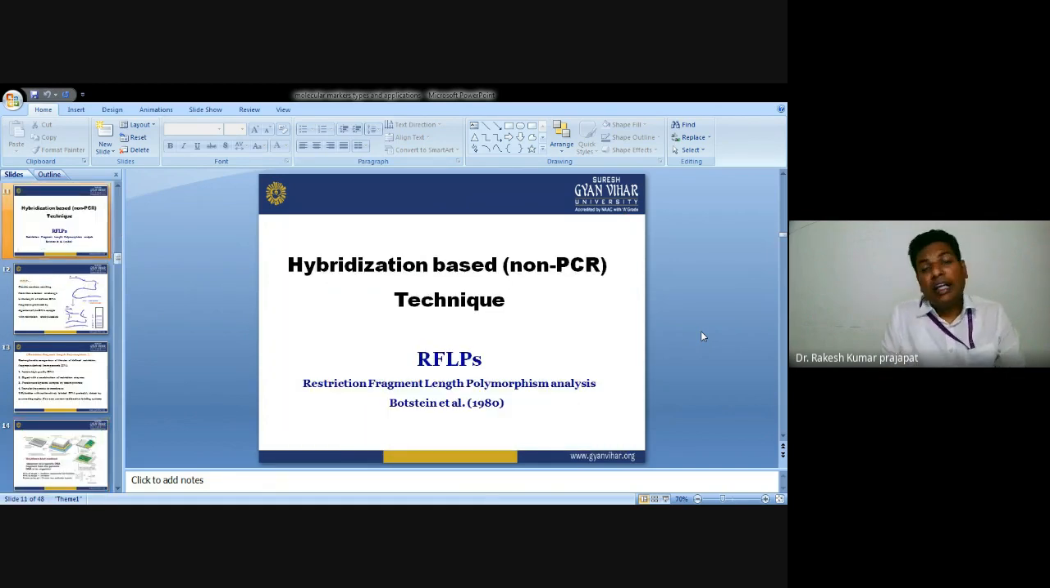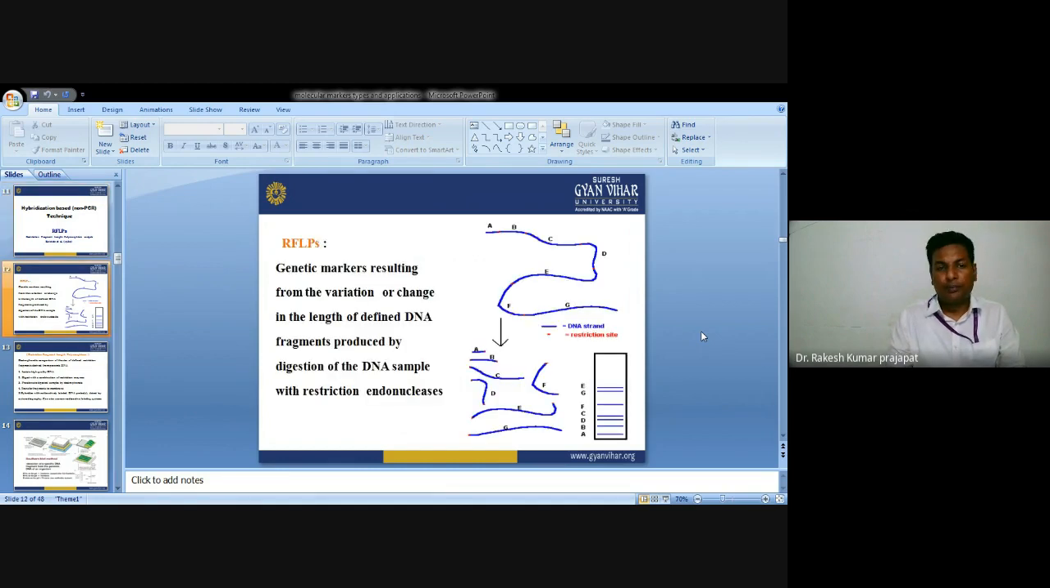Now, hybridization-based or non-PCR based techniques of molecular markers, that is RFLP. RFLP stands for restriction fragment length polymorphism. That was first identified by Botstein in a virus. RFLPs are genetic markers resulting from variations or changes in the length of defined DNA fragments produced by the digestion of a DNA sample.